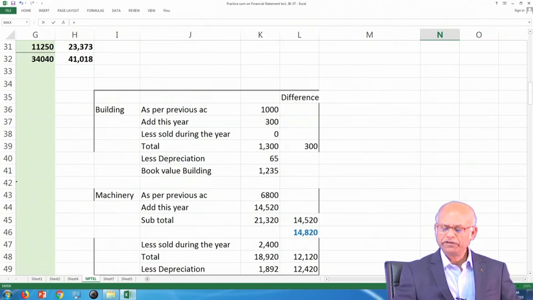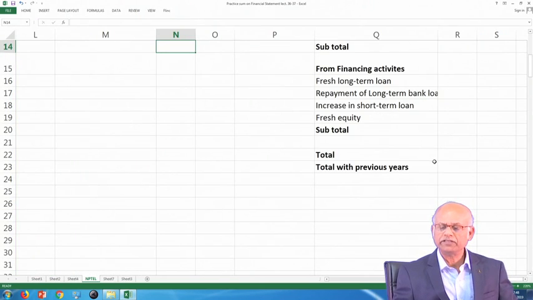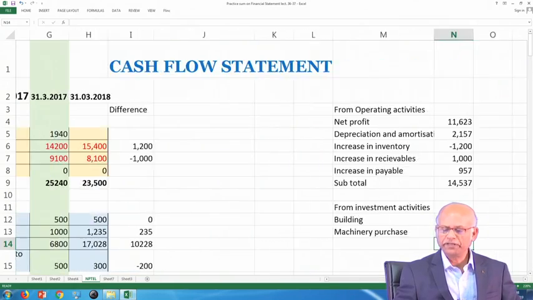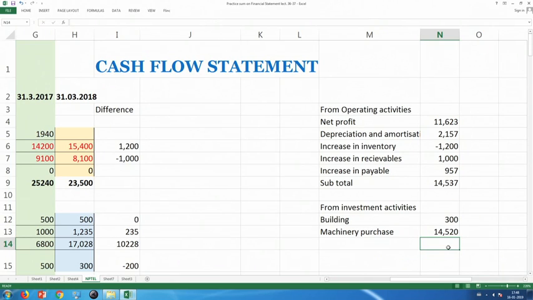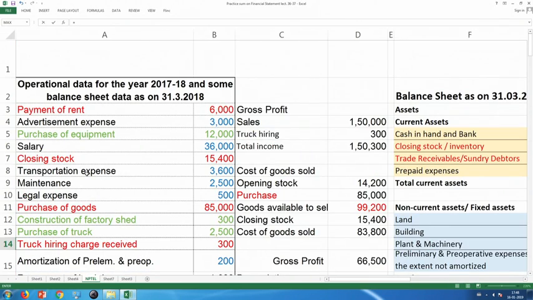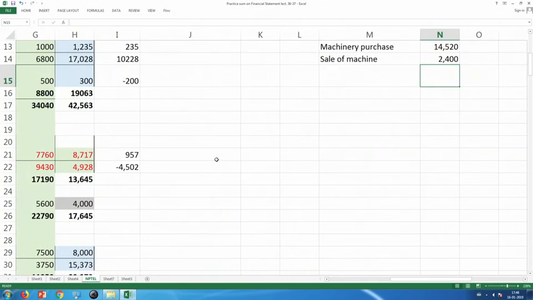So, we can either, okay, let us put it there. We could very well write it as a single item also, meaning that from building and machinery we could have written it as a single item. Then if there is any investment activity, say sale of machinery, sale of machine or building or anything, we already have this data at different places. We can pick up from the data that was supplied: sale of old machine is 2,400. This is cash inflow, because this money is coming in.